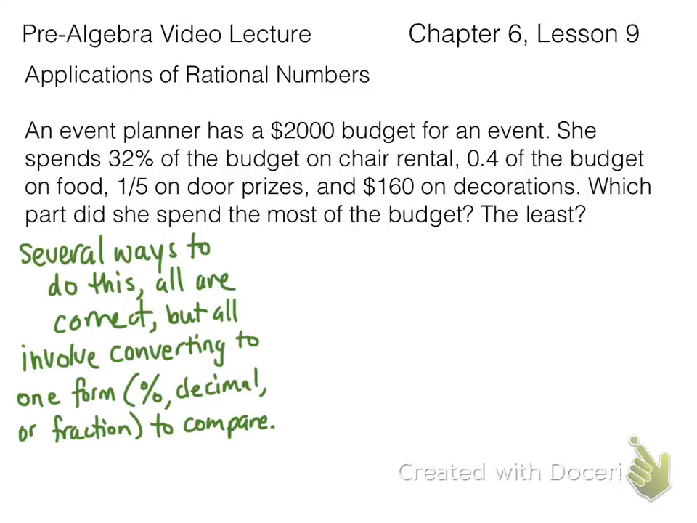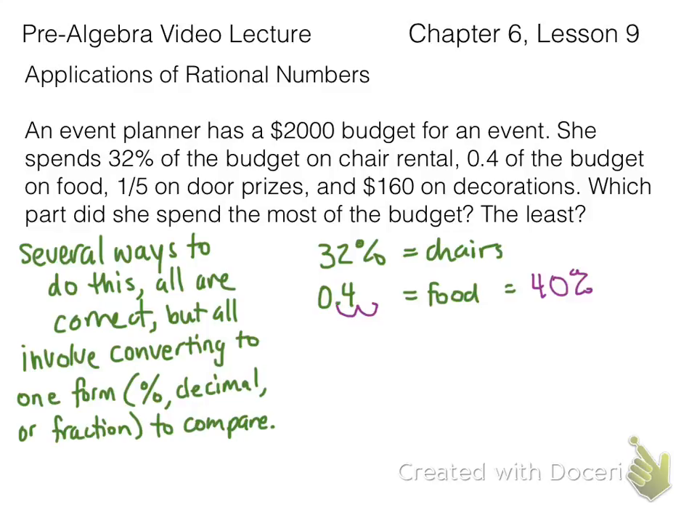So I'm going to convert them all to a percent. We already have 32% for the chairs, so that one's taken care of. 0.4 on the food, though, and remember, this is a decimal. This isn't 0.4%, because that would be a really tiny percent, less than 1% of the amount she spent on food. So this is actually a decimal. To turn a decimal into a percent, you just move it 2 places to the right, and you get 40%. So already we know she spent more on food than she spent on the chairs.